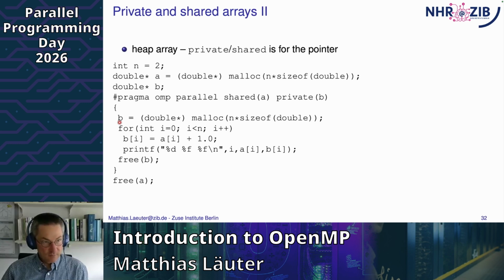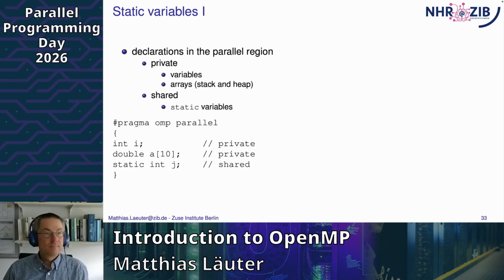So if you now want to use private arrays, you need to invoke malloc within the block, within the parallel block. Now each thread needs to make the malloc statement for itself, and of course the free statement needs to be invoked in the same block. So it's an important difference between stack arrays and heap arrays.